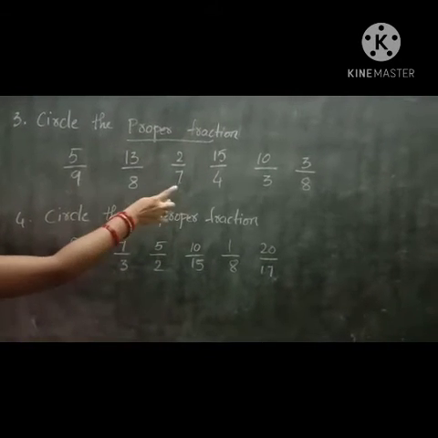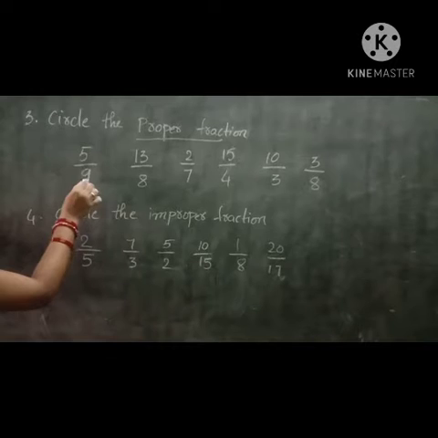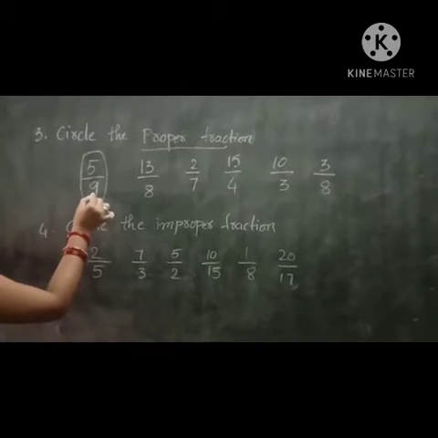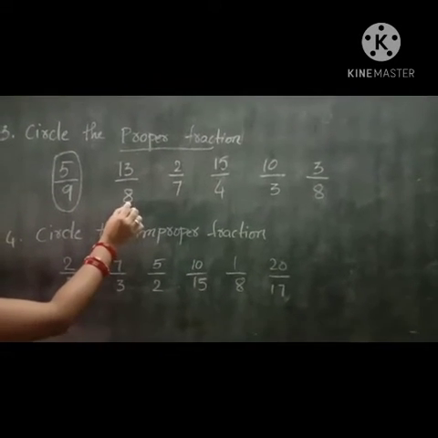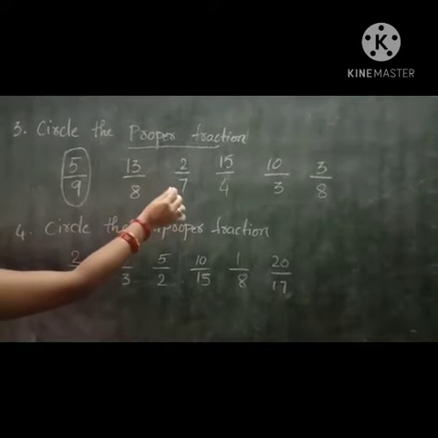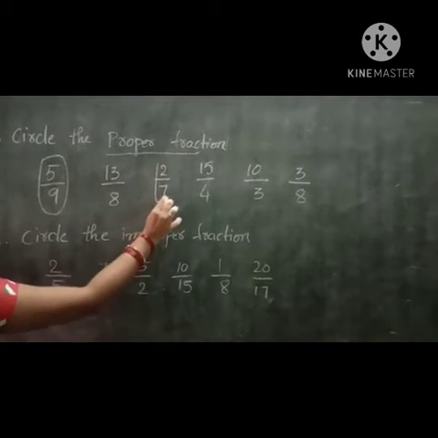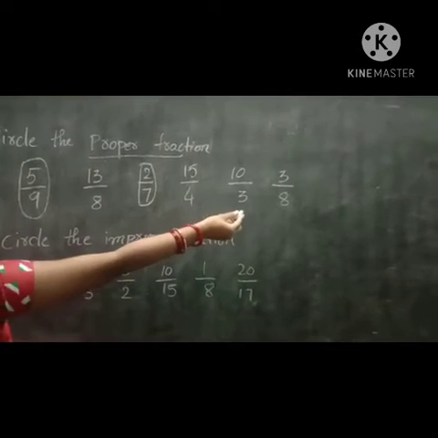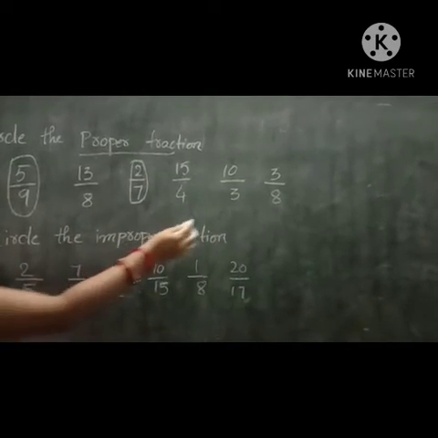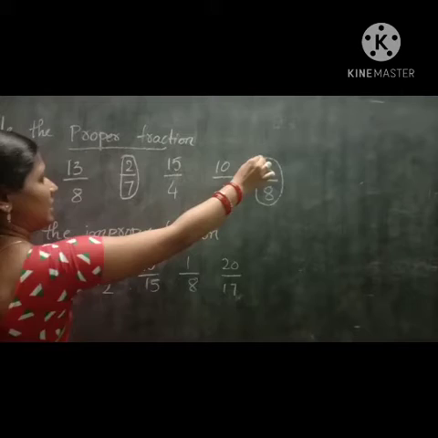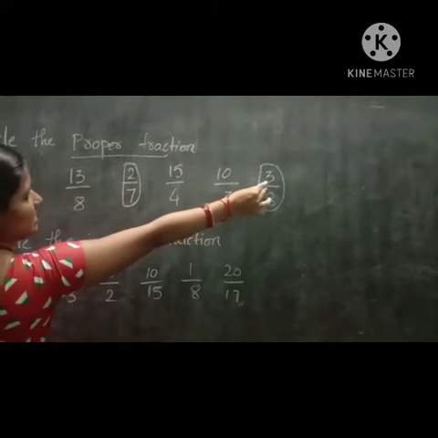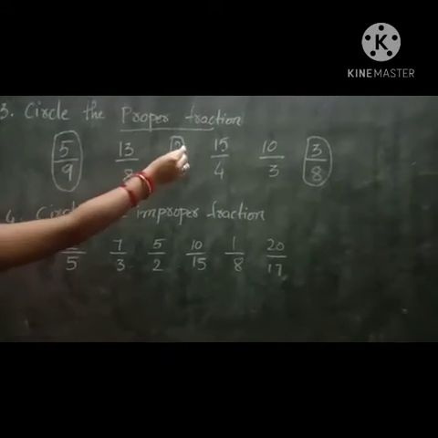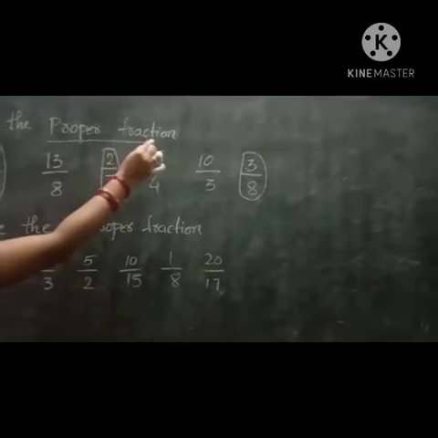Look, among these numbers, which is the proper fraction number? 5 by 9 is a proper fraction. Why? Because numerator is lesser than the denominator. And next 13 by 8 is an improper fraction. Why? Because here numerator number is bigger number. Here numerator number is smaller number. 2 by 7 is a proper fraction. See here again, among these three numbers, which is the proper fraction number? Yes, 3 by 8 is the proper fraction. Why? Because numerator is lesser than the denominator. Okay? Here 5 by 9, 2 by 7, 3 by 8 are the proper fractions.